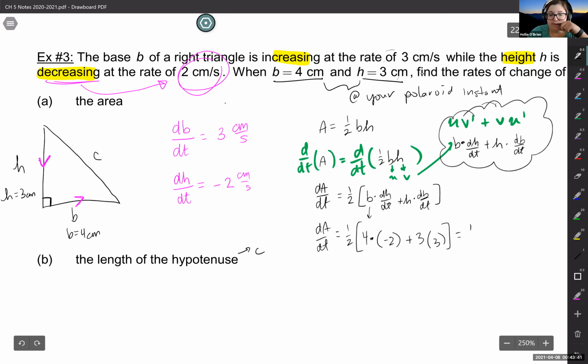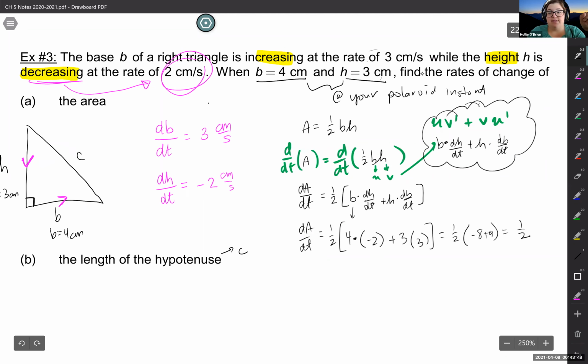1/2 times, let's see, -8 plus 9 is 1. So the rate of change is 1/2. And we have our units, centimeters squared per second.